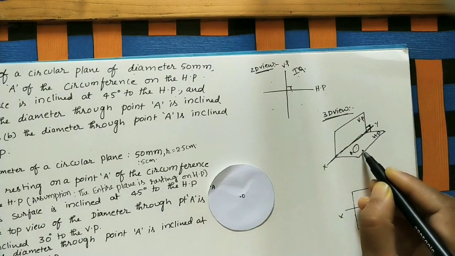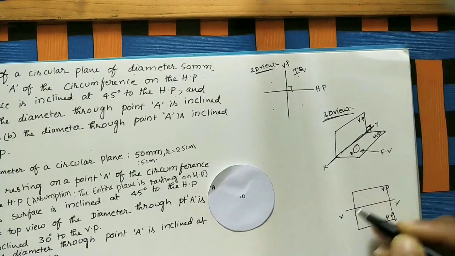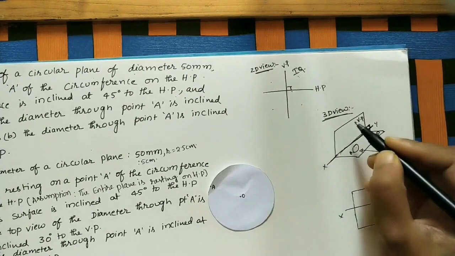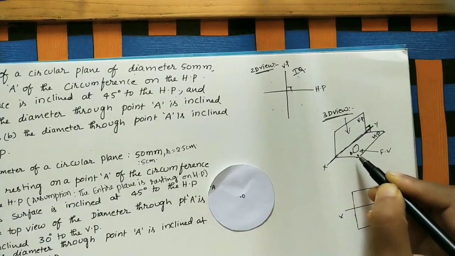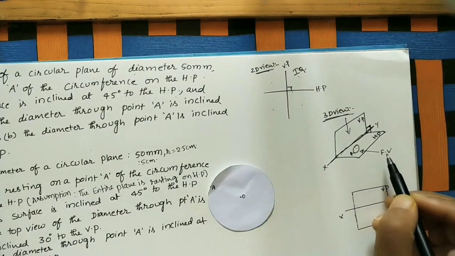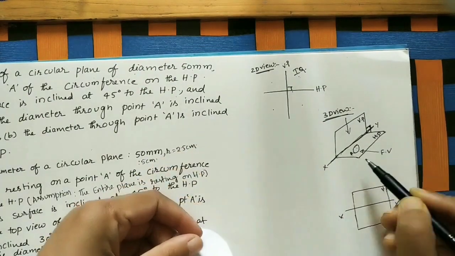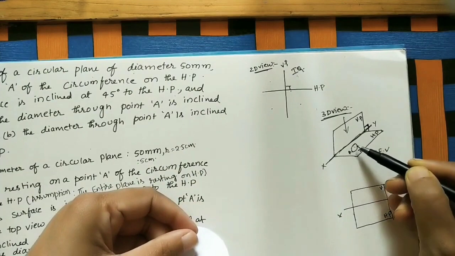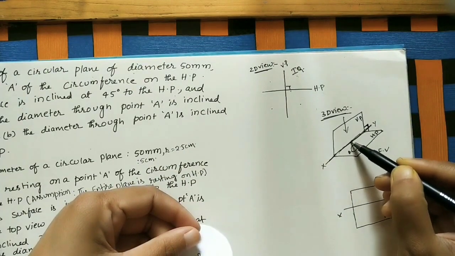Projections means, as I told, we need to do the front view of this object. In the shortcut form, we can write FV, and then the top view of that object. From the top, we have to see this object. In the front view, if we see this plane, it looks like a line. From this side, it is looking like a line. We can see the line on the XY.